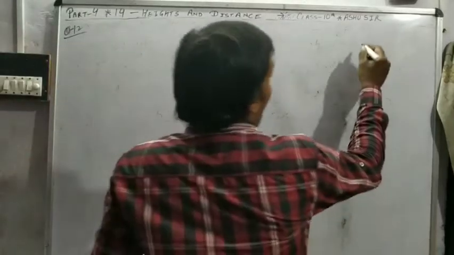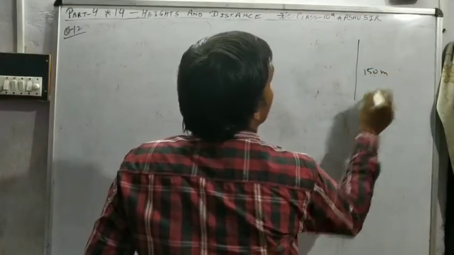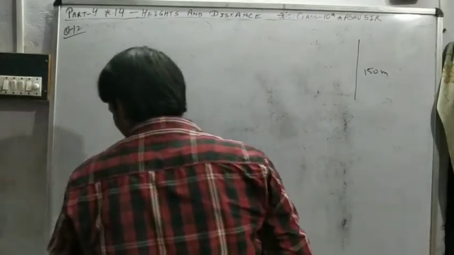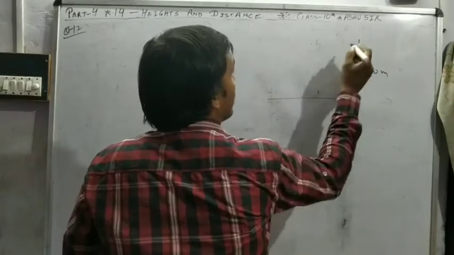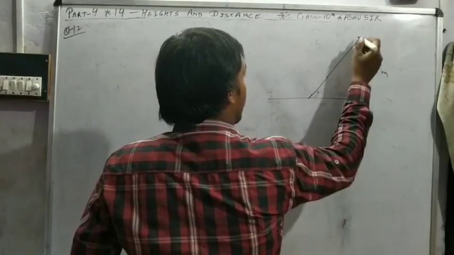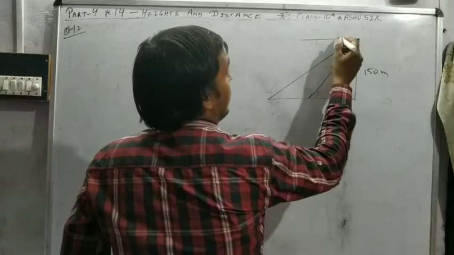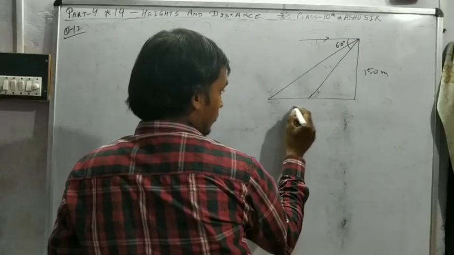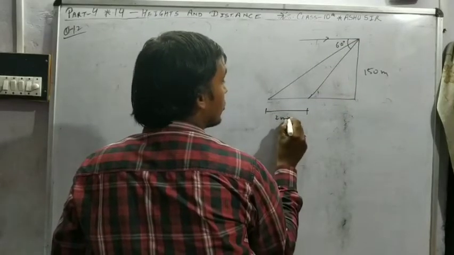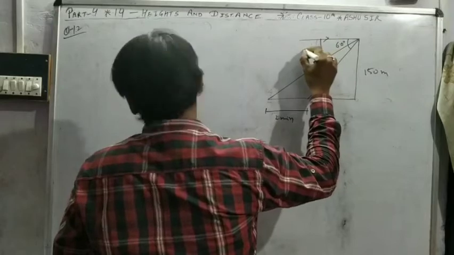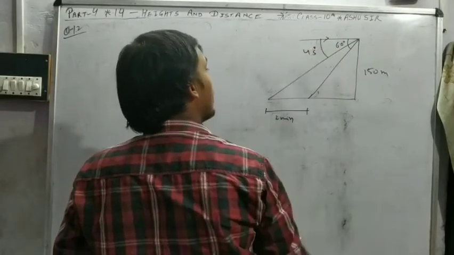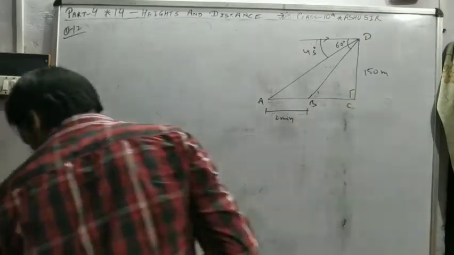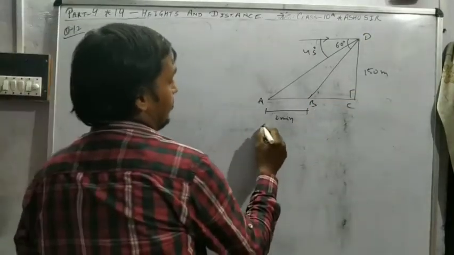So, a 150 meter high cliff. A boat moves away from the cliff and changes the angle within 2 minutes from 60 to 45 degree. Means this angle is 60 degree. After 2 minutes, this angle changed to 45 degree. Okay? Find the speed of the boat.